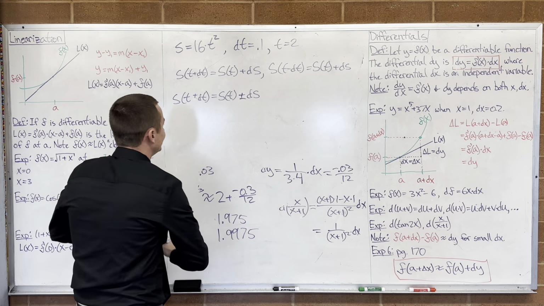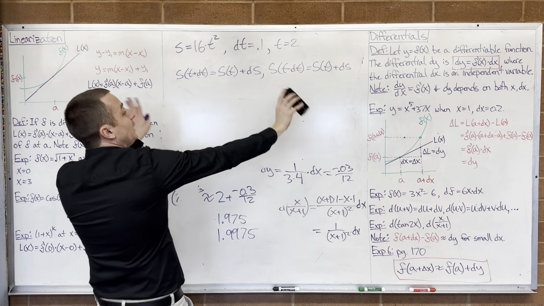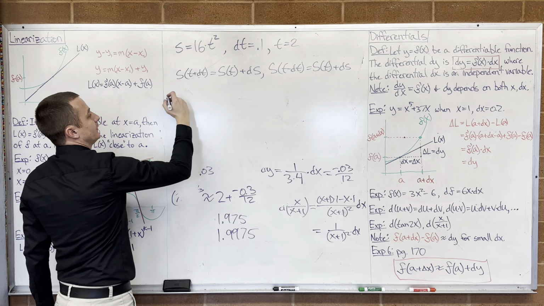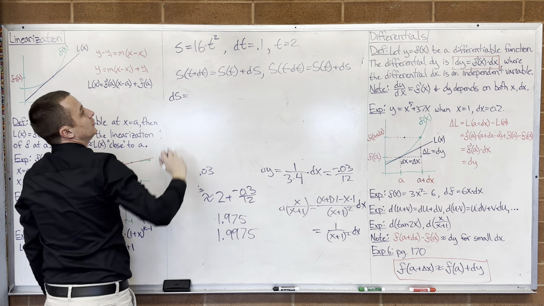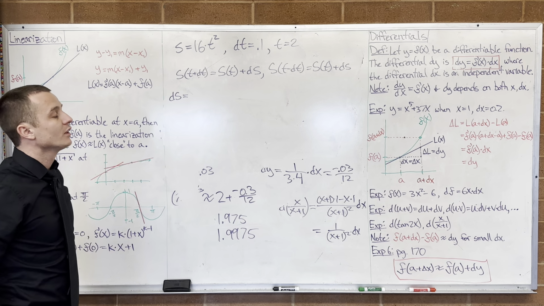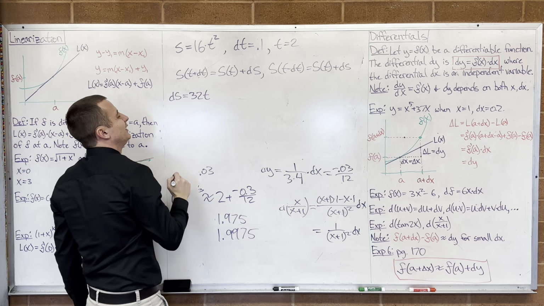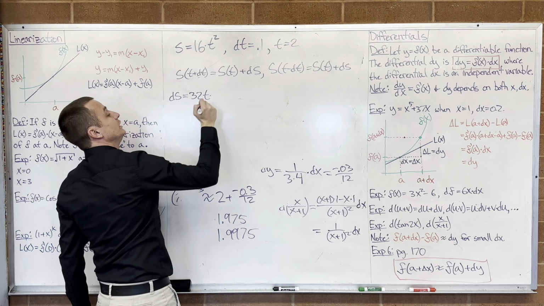Let's work out one concrete case. We got these 2 cases, so let's just do it one at a time. Let's calculate this. So s of t plus dt, first thing we need to do is calculate ds. What is ds going to be? ds is 32t times dt. You took the derivative of 16 times t squared with respect to t, so it'll be ds dt.